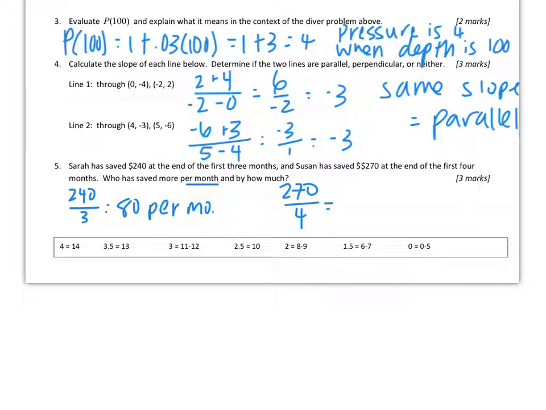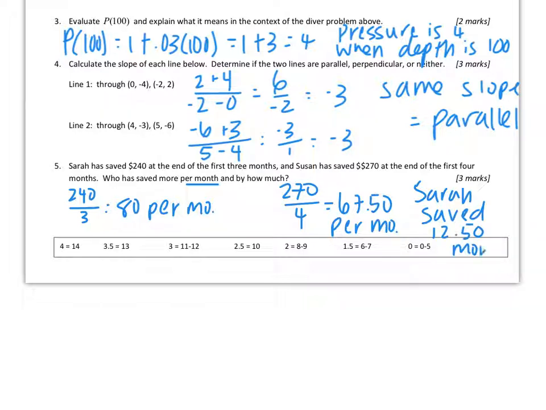Sorry, gotta grab my calculator to double check this. 270 divided by 4, 67.5, or because it's money, I'm gonna say $67.50 per month. So Sarah saved more, and by how much? So if you subtract them, she saved $12.50 more per month.